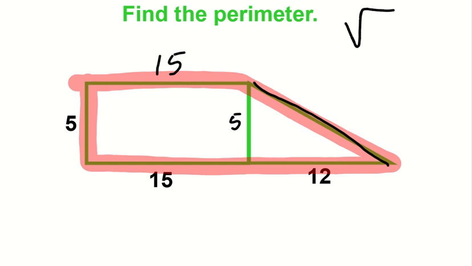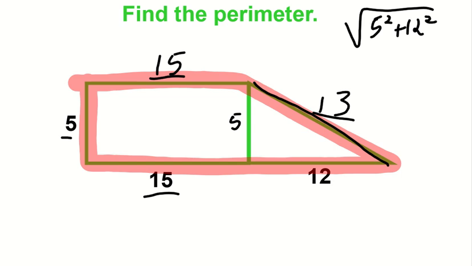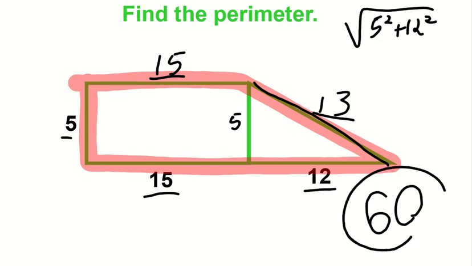So we do square root of 5 squared plus 12 squared, and that's our 13. And then we're adding up all the sides around the outside. So 15 plus 5 is 20, plus 15 is 35, plus 13 is 48, plus 12 is 60, and that's our answer.